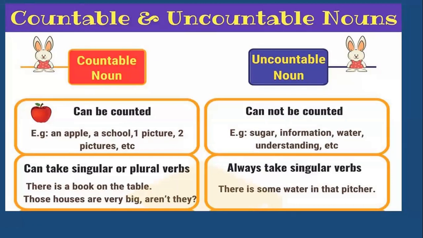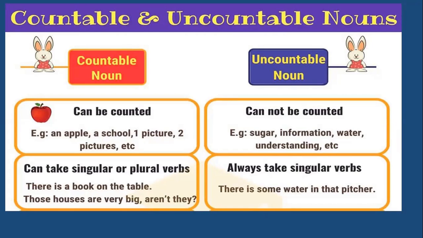نستطيع عدهم. يعني I can say an apple, 2 apples, 3 apples, a school, 2 schools, 3 schools, 10 schools, and the same for the word picture. Also, countable nouns, they can take singular or even plural verbs. بتاخد أفعال جمع plural verbs.